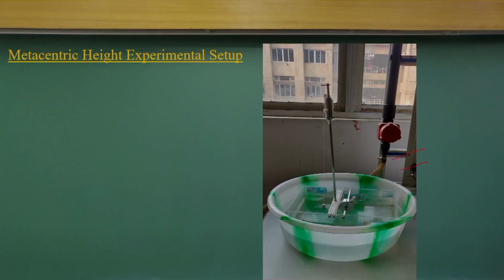Okay, so let us look at a simple experiment: the metacentric height experimental setup. By balancing the weights, we can measure the metacentric height of a floating object like this. And this type of facility is available in any fluid mechanics lab, where you can measure the metacentric height and find out the stability of a floating object.